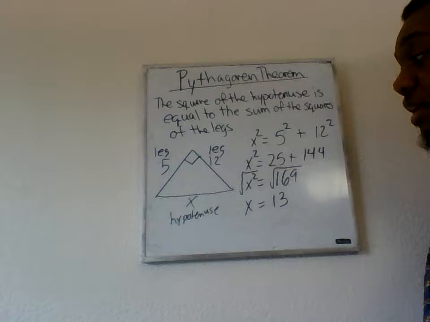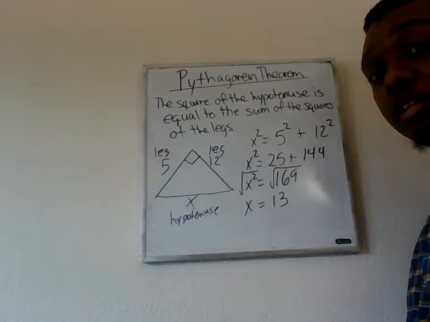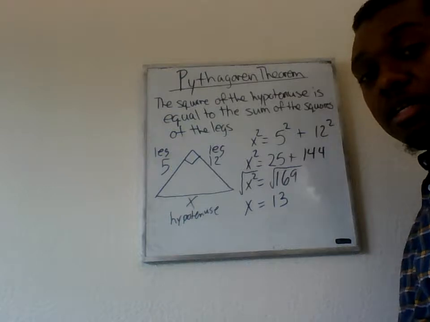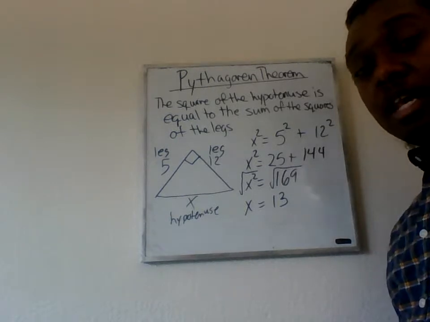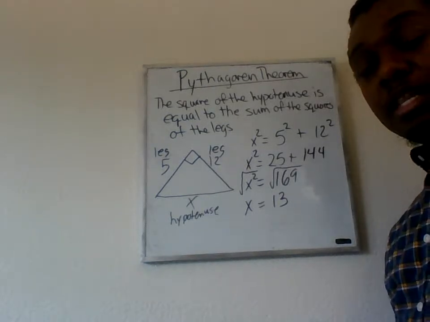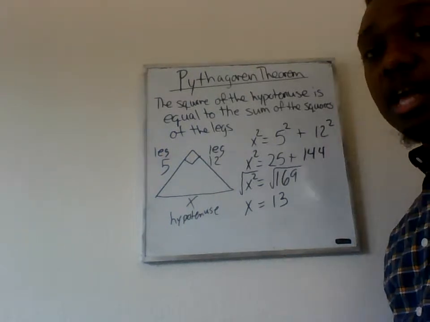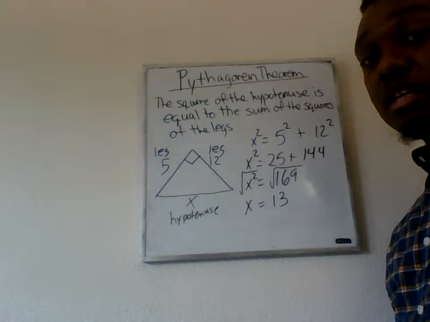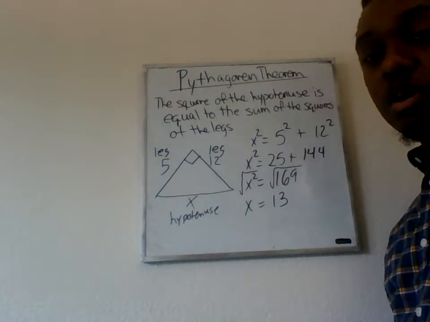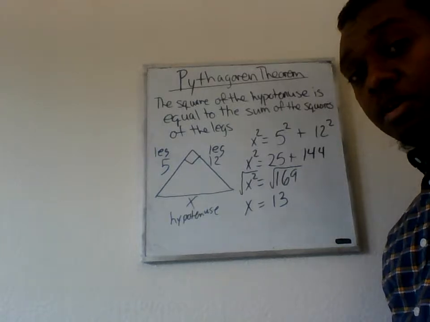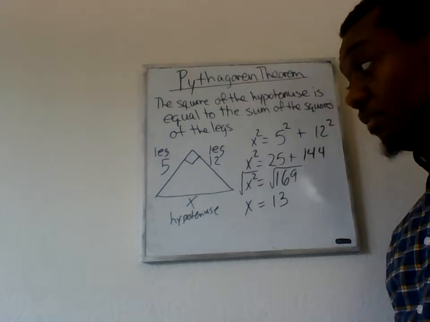So we end up with the hypotenuse is a measurement of 13. All right, great. Now, just some quick things to discuss again. The Pythagorean theorem is the square of the hypotenuse is equal to the sum of the square of the legs. Or you can think of it as the sum of the square of the legs is equal to the square of the hypotenuse.